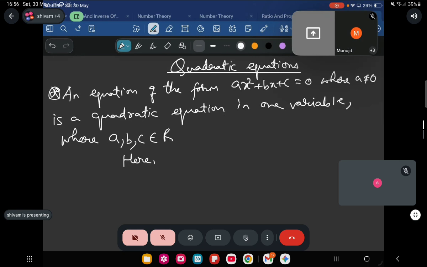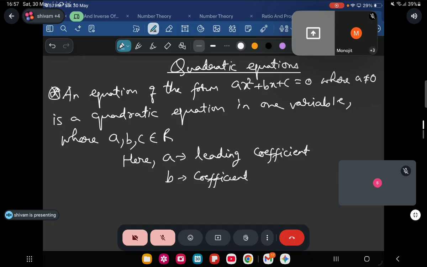Over here, a is known as the leading coefficient. b is known as the coefficient of linear term. And c is known as the absolute term, or you can say constant term.